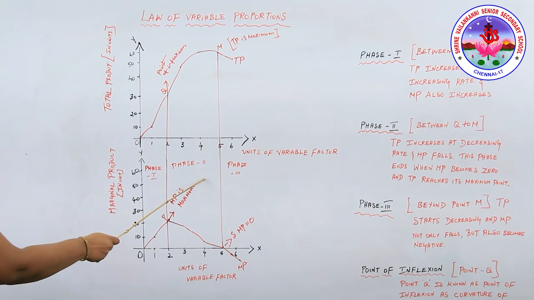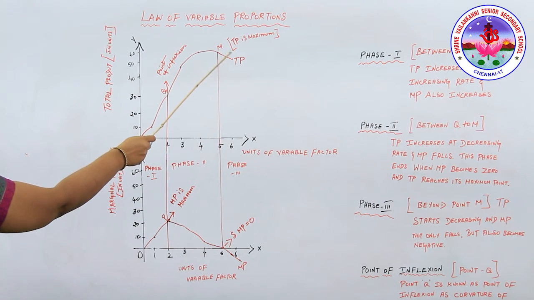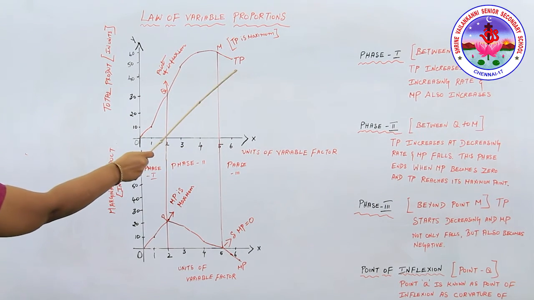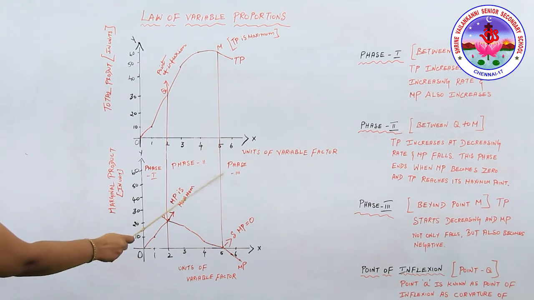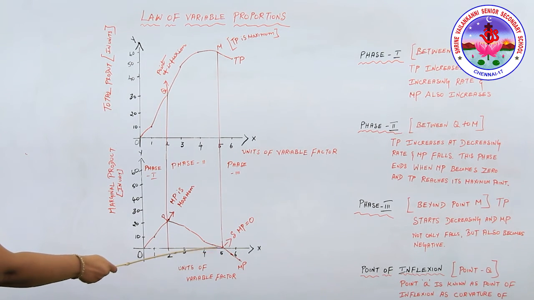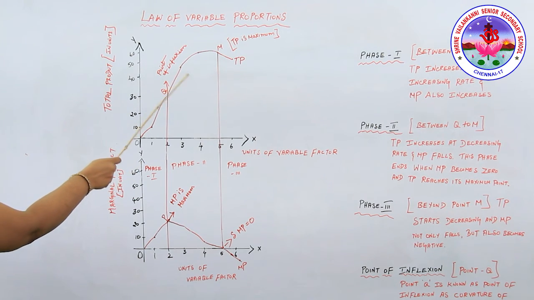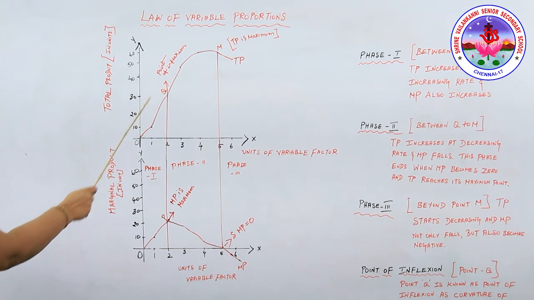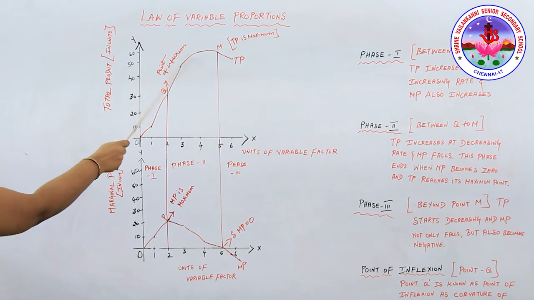So we are calling it phase 2, and in phase 3, beyond M, TP starts decreasing. When TP starts decreasing, MP also becomes negative. MP not only falls, it becomes negative. The point Q we are calling a point of inflection because the TP curve, up to this point, keeps increasing in one way, and after that it starts changing. So we are calling it a point of inflection.